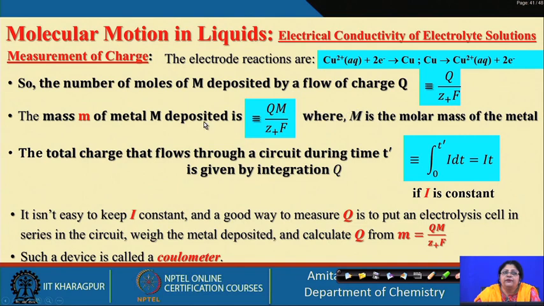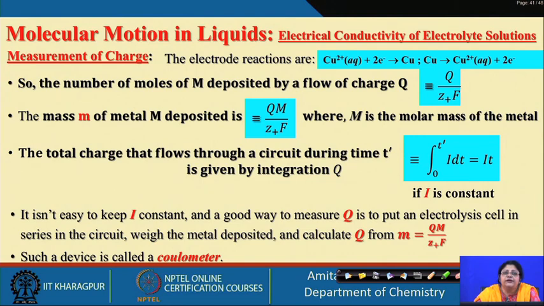Now, if we want to find the mass of the metal deposited, we multiply this parameter by the molar mass of the metal we are looking into. So, Q by z times F, times the molar mass. This is how the expression is going to look. This is going to be the mass of the metal deposited, with m being the molar mass of the metal we are associated with.